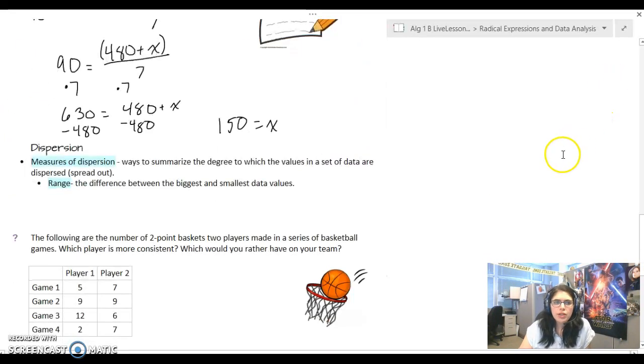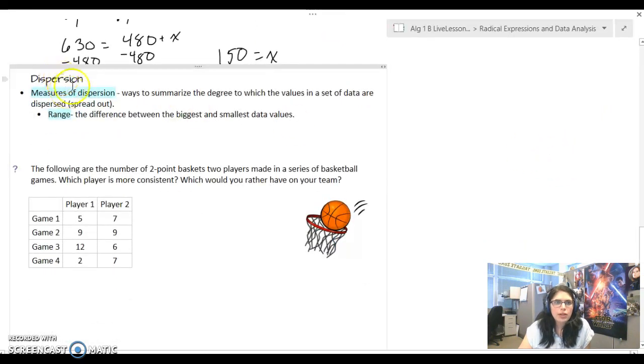So the opposite of measures of central tendency is measures of dispersion. So it's a way to summarize the degree to which the values in a set of data are dispersed or spread out. And pretty much the only one that we talk about with that is range. So at the Algebra 1 level, you only have to worry about range, and that's just the difference between the biggest and smallest data values. So I have this example.